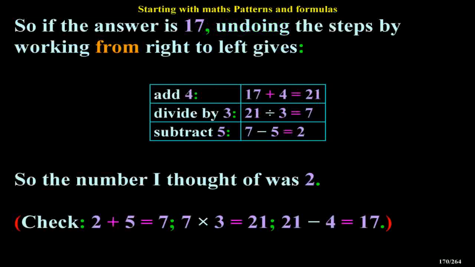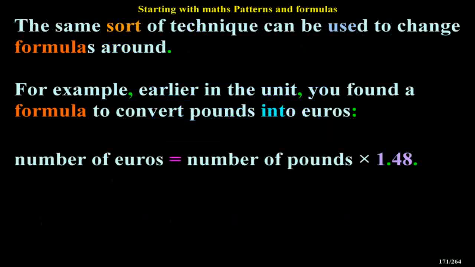Add 4. 17 plus 4 equals 21. Divide by 3. 21 divided by 3 equals 7. Subtract 5. 7 minus 5 equals 2. So the number I thought of was 2. Check. 2 plus 5 equals 7. 7 times 3 equals 21. 21 minus 4 equals 17. The same sort of technique can be used to change formulas around.